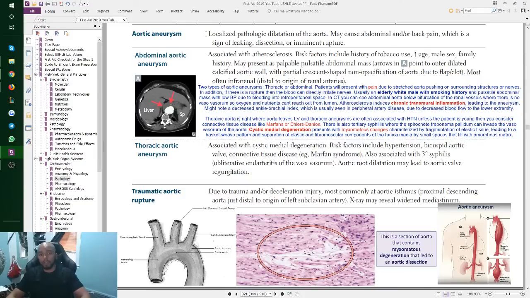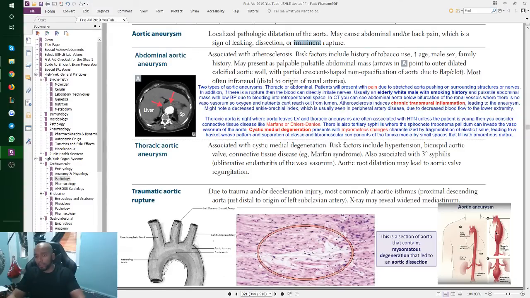So this is a localized pathologic dilatation of the aorta. May cause abdominal and/or back pain, which is a sign of leaking, dissection, or imminent rupture, as in rupture that's about to happen. Because your abdominal aorta is actually a very, very thick artery. It's very strong, and if you dilate it, it becomes very thin and weak. But remember, there's very, very high pressures in your abdominal aorta, in your aorta in general. So if you have a thin aorta with high pressure, it's just going to burst, right?